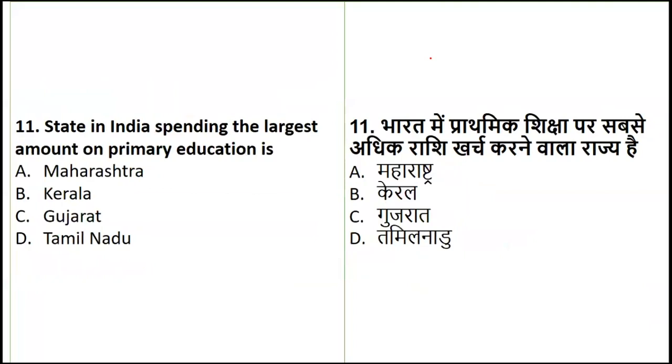Now question number 11. Which state in India spends the largest amount on primary education? It's not about statistics, it's about which state spends the largest amount on primary education. Is it Maharashtra, Kerala, Gujarat, or Tamil Nadu? Basically, the state which spends a higher amount on education is the state of Kerala. It is the state of Kerala which has a higher spending on primary education.